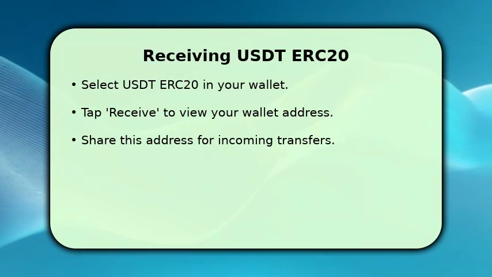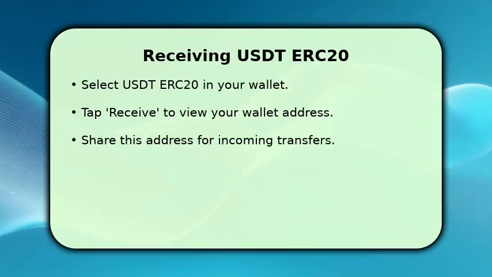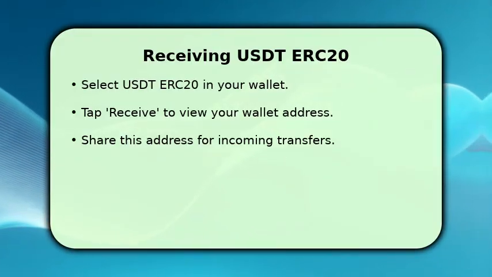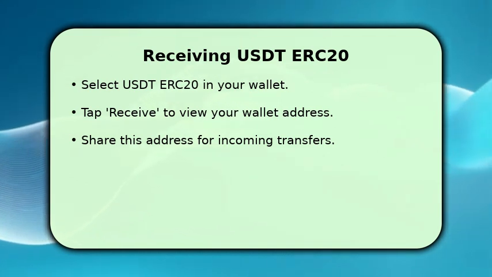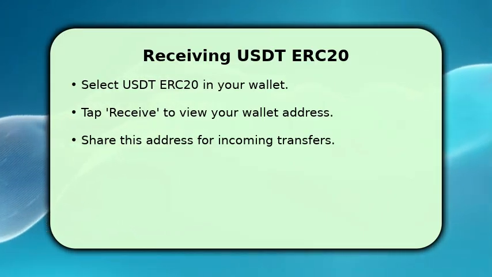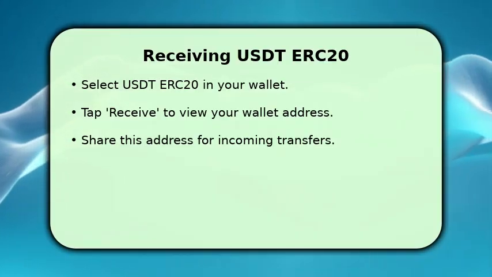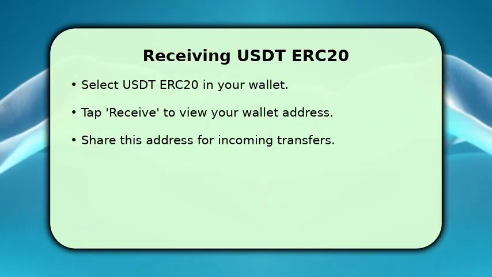To receive USDT ERC20, simply select the USDT ERC20 token within your wallet. Then, tap the Receive button. This will display your unique wallet address, which is a long string of characters. You can easily copy this address and share it with anyone who needs to send you USDT. Always ensure the sender uses the ERC20 network.